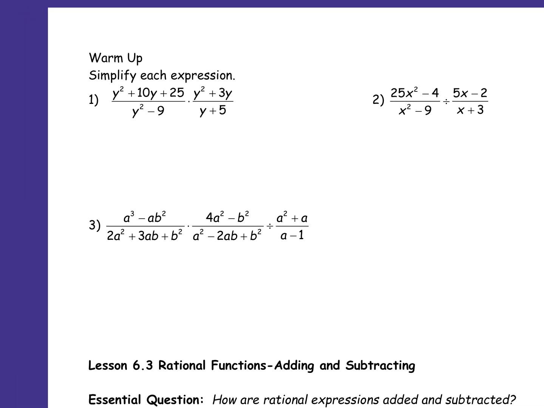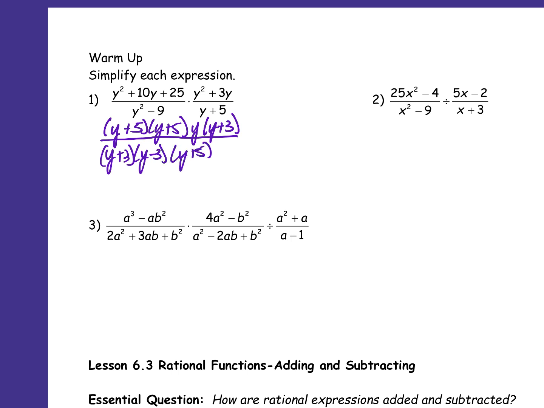So we're going to factor, and I think the top factors to y plus 5 times y plus 5. And then I can take a y out and get y plus 3. And then the denominator factors to y plus 3 and y minus 3. And then I get y plus 5. So if I make some ones, I've got a y plus 5 and a y plus 5 and a y plus 3 and a y plus 3. So I'm going to get y times y plus 5 over y minus 3. Done. Okay?